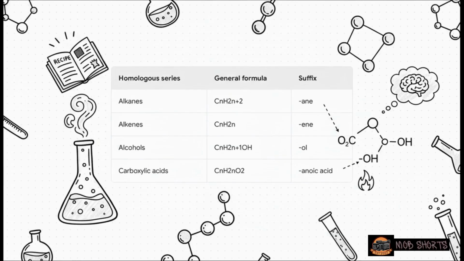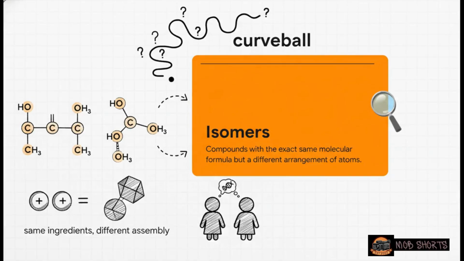This table right here, taken straight from the study guide, is basically a student's cheat sheet. Each family you see has its own general formula, kind of like a recipe, and a special suffix in its name. So if a student sees a name ending in "ol," boom, they instantly know it's an alcohol and can start to predict how it might behave. It's a powerful shortcut.